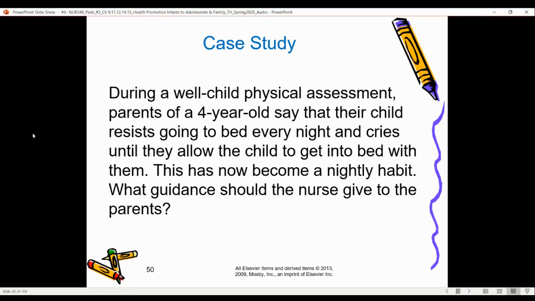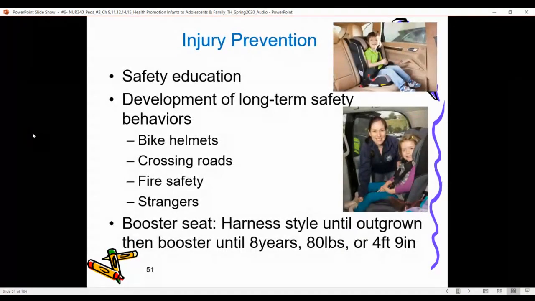So this is a really common thing at this age. Parents have to set them up for those behaviors to figure it out so it doesn't become a routine habit. They can get their own sleep.